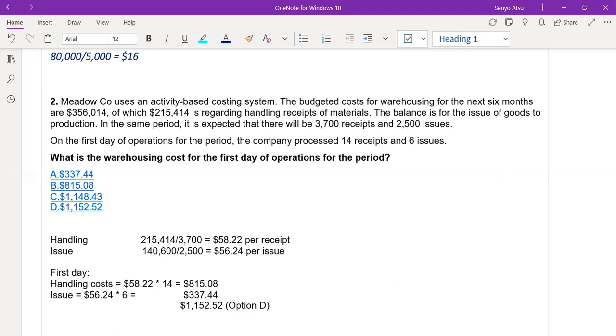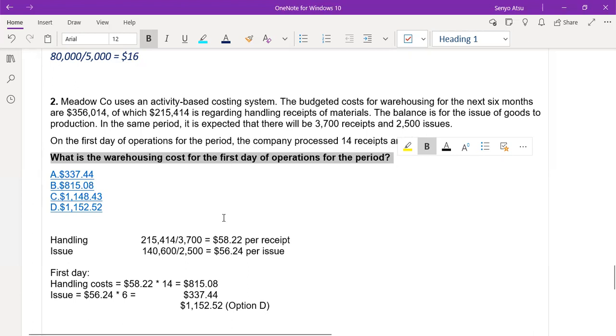Friends, objective test questions. Don't be in a rush. Make sure you read the question well. Next time you can get this question and it's not asking you for the warehousing cost. It's just narrowing it down to one of the activities in the warehouse. So it's asking you for the handling cost only. When you go and select D, you are incorrect. Or it's asking you for the issue cost only in the warehousing department. When you select 815.08, B, you'll be incorrect. So it's important to take your time to read.